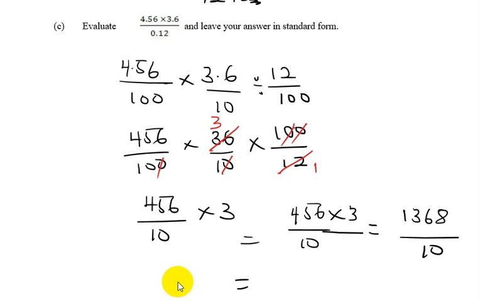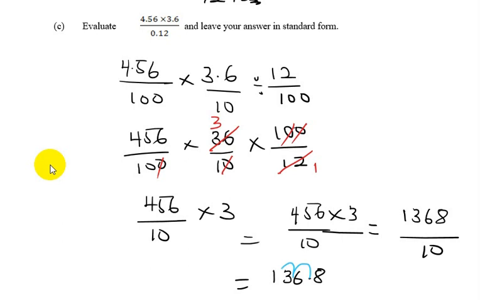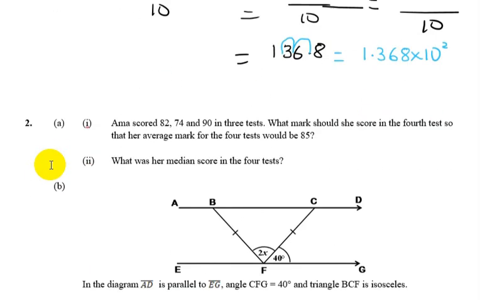Now from there, what do we get? If we make the 10 affect the numerator, we are going to get 136.8, right? But we are leaving our answer in standard form, so we will have to move the point again. So we'll go like 1, 2. We moved 2 times, right? So our final answer here will be 1.368 times 10 raised to the power 2. That will be our final answer. Now let's move to the next question. That's question 2.